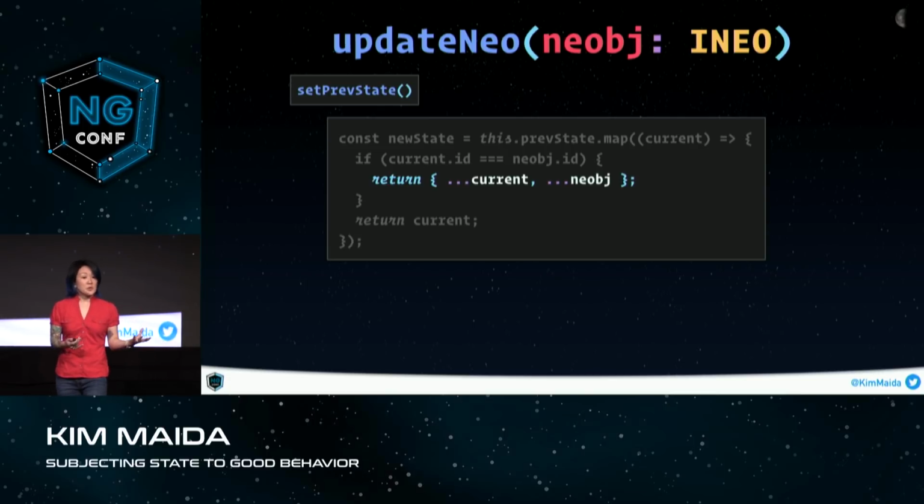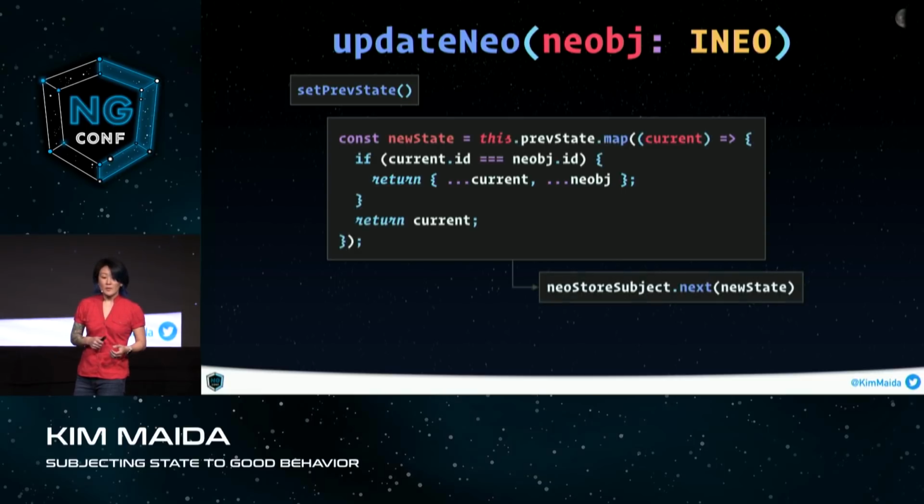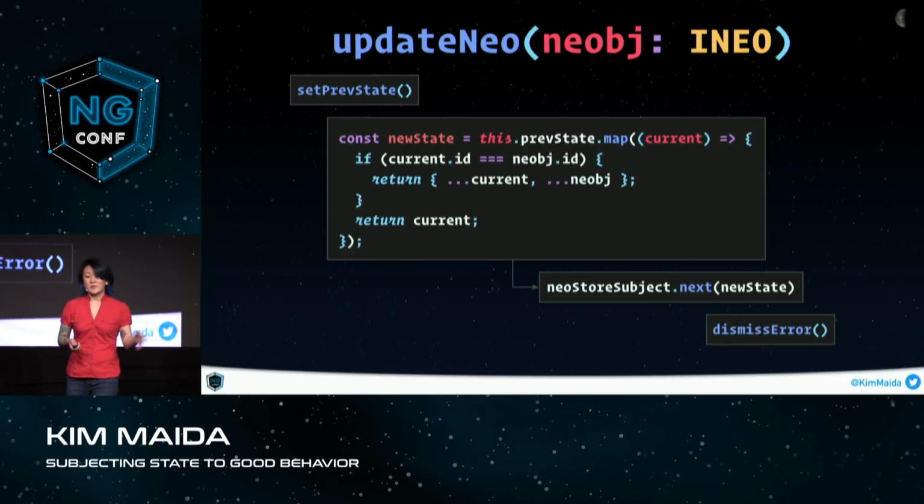So I can use OnPush with components that are interacting with the store, and that's just going to work out of the box because of the way I'm doing it. Once I've got my new state and it's all ready, then I'm going to emit it from my NeoStore subject. And finally, once again, I'm going to dismiss any errors.